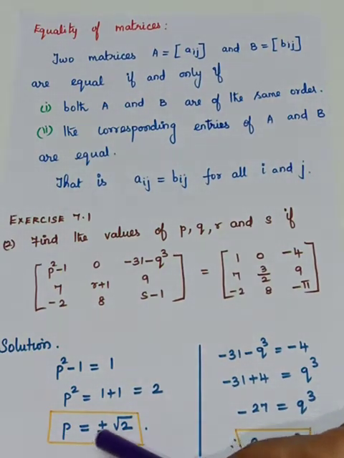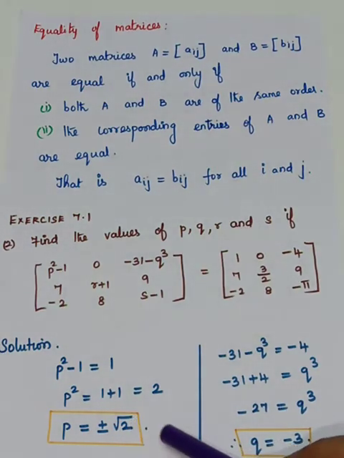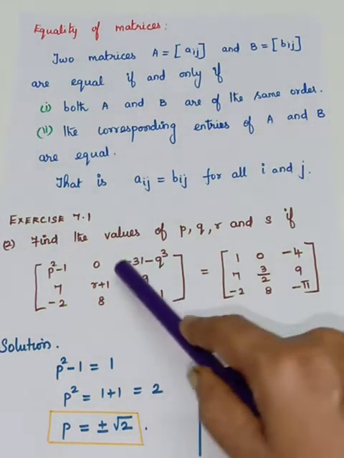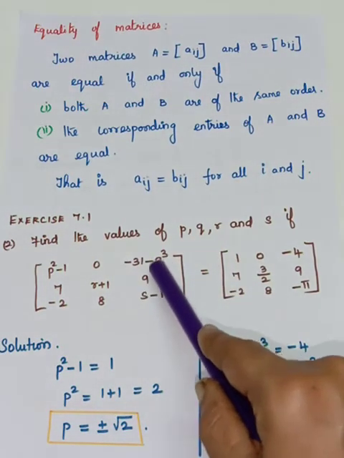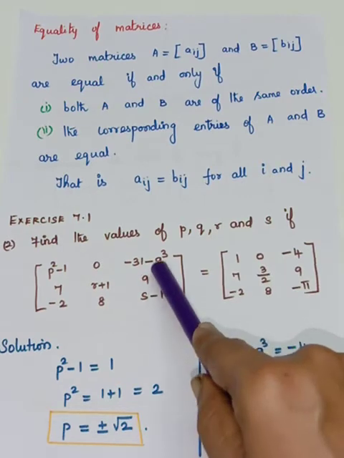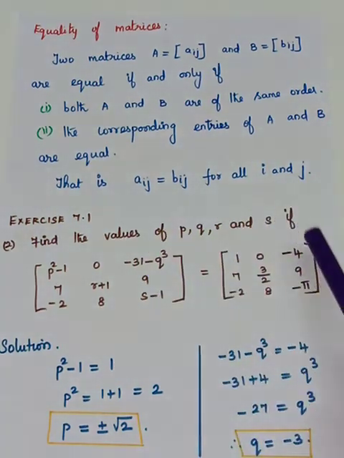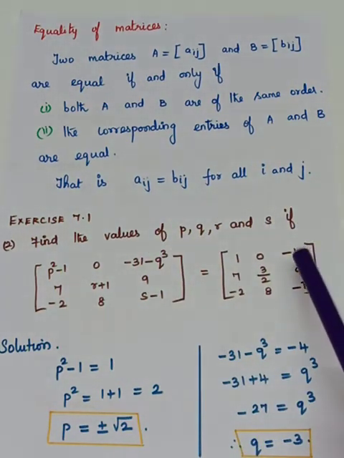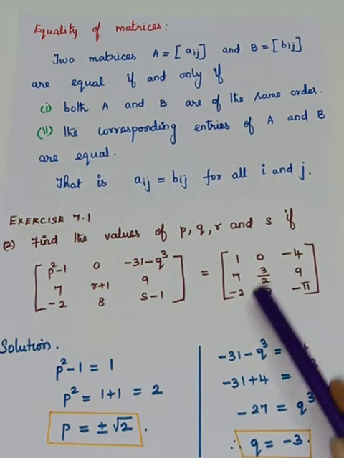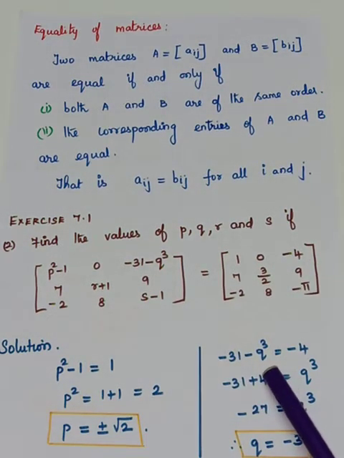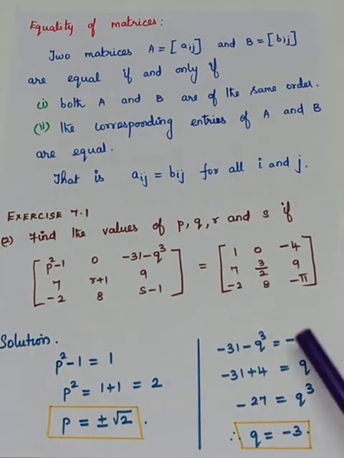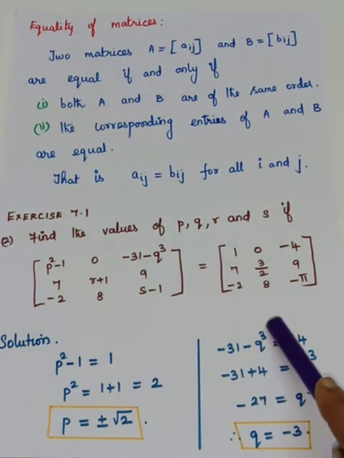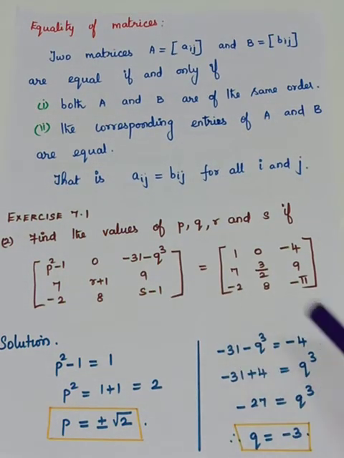So p is equal to plus or minus square root of 2. So we have found the value of p. Next, you need q. Where is the q term? Here, it is present in the first row, third column. In the right hand side matrix also, the first row, third column is minus 4. So minus 31 minus q cube is equal to minus 4. When you bring minus 4 to the left side it is plus 4, and minus q cube when you bring it to the right side it is plus q cube.